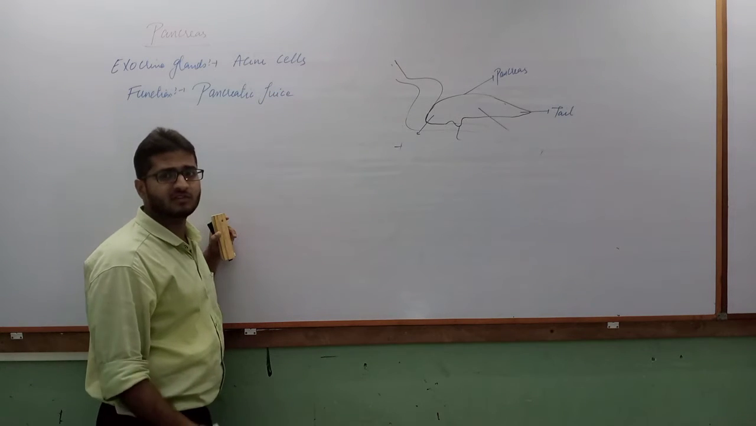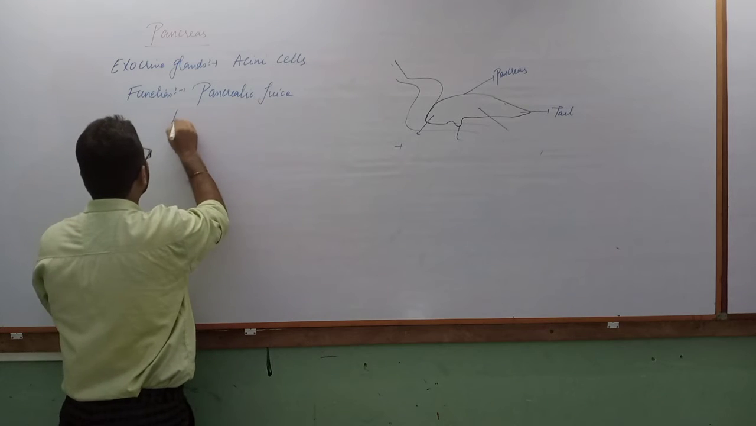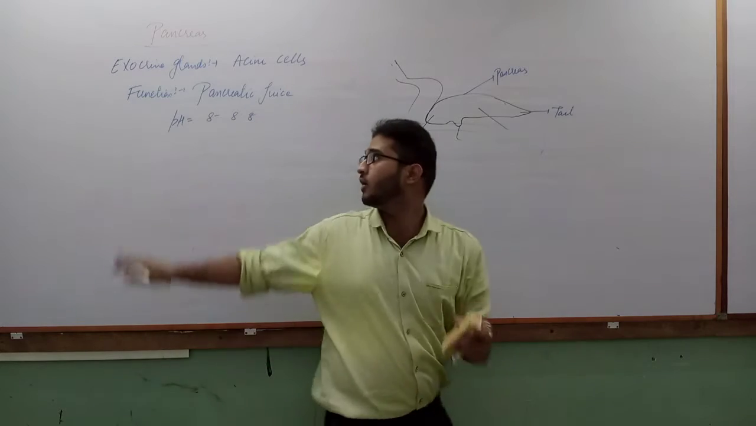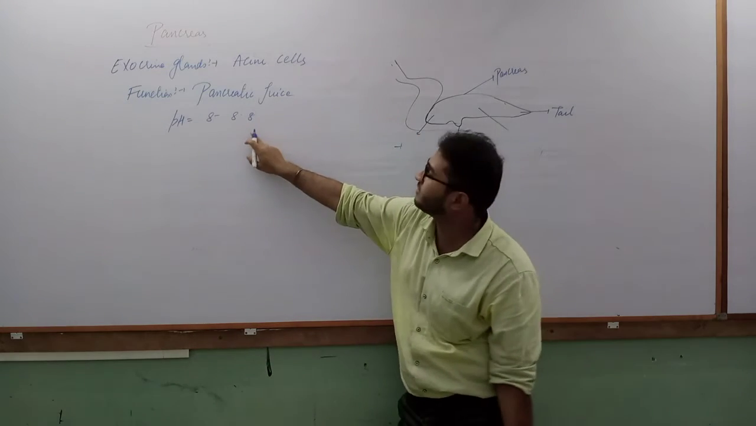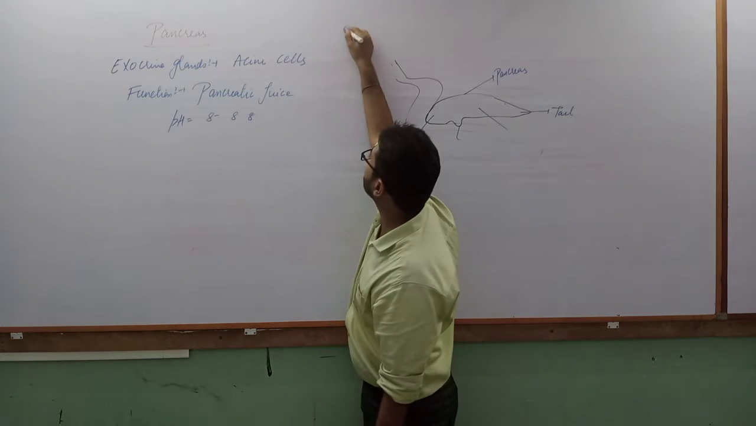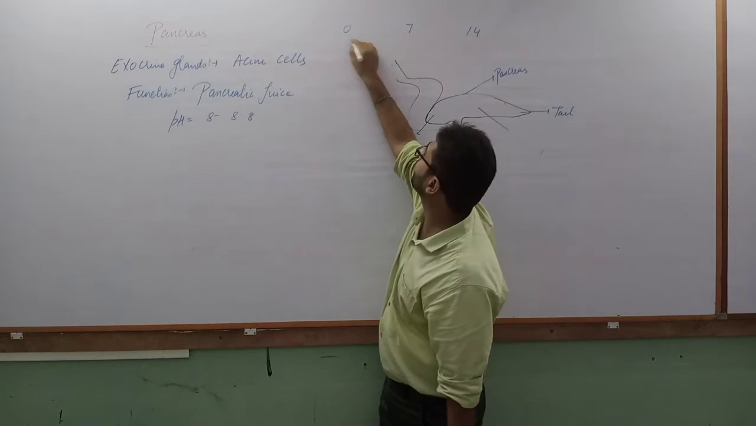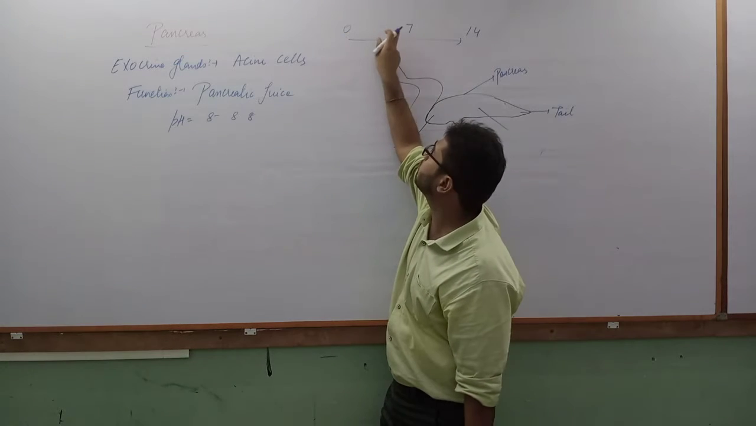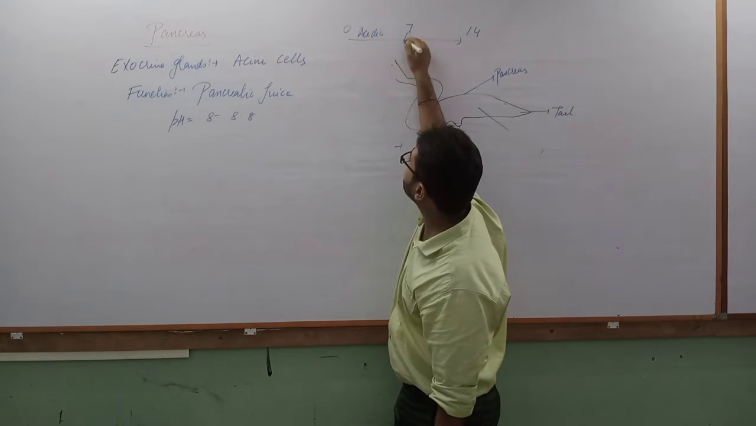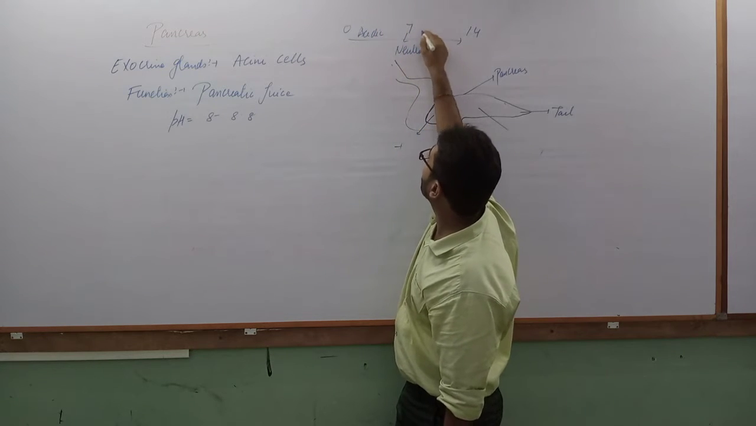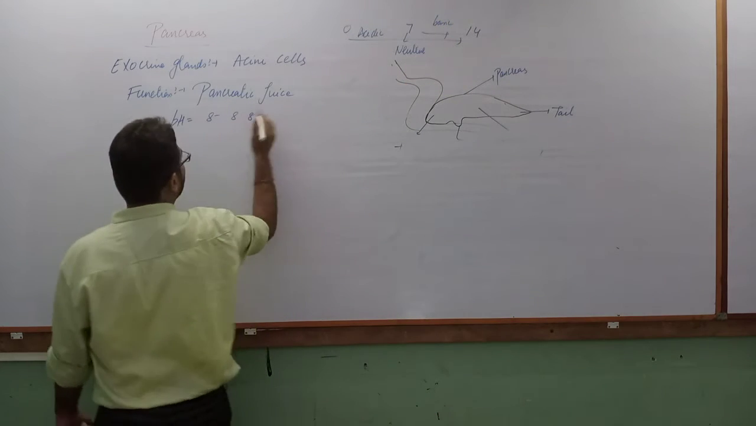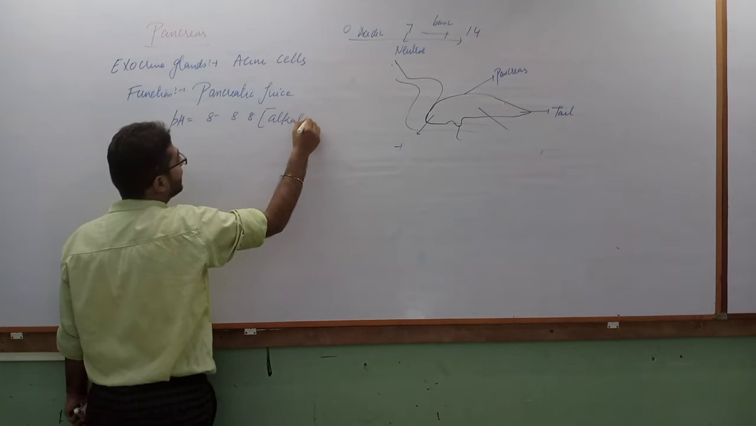This juice has certain characteristics, like it has a pH of 8 to 8.8. This is the pH of pancreatic juice, and we can see that the pH is basic, it is alkaline in nature. If you remember, we have a pH scale of 0 to 14. From 0 till 7, it is acidic. If it is 7, it is neutral. Above 7, it is basic, or you can also say it is alkaline. So the pH of pancreatic juice is alkaline in nature.